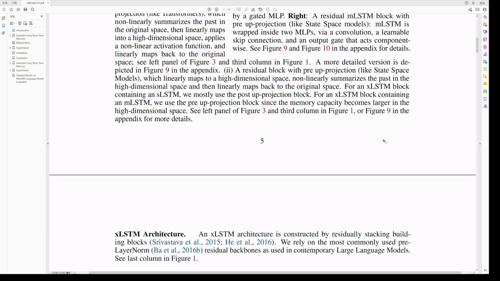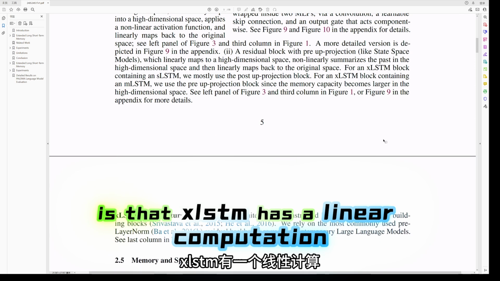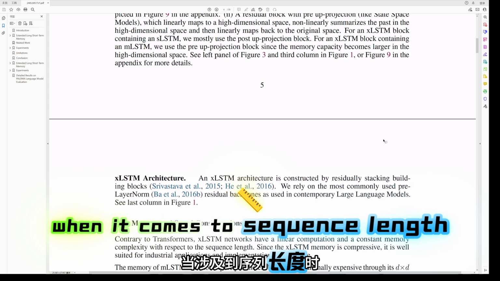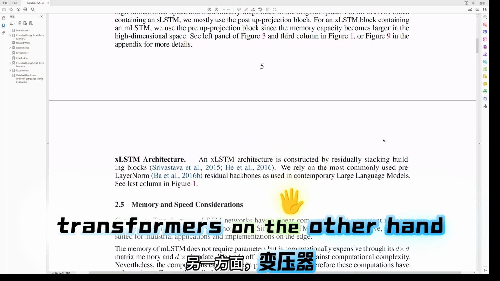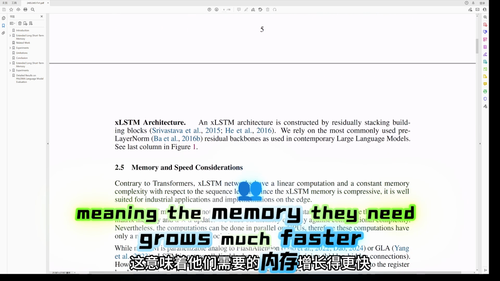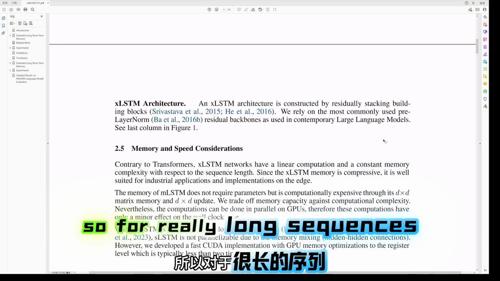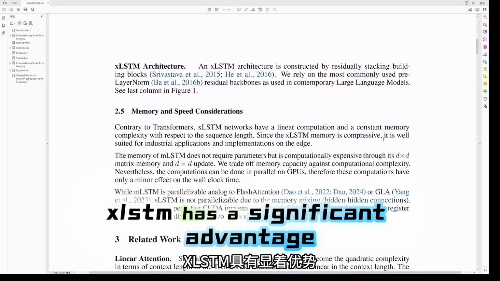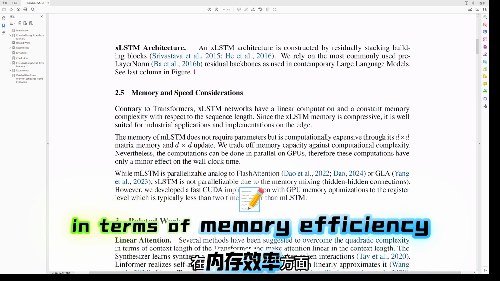Great question. One of the big takeaways is that xLSTM has linear computation and constant memory complexity when it comes to sequence length. Transformers, on the other hand, have quadratic memory complexity, meaning the memory they need grows much faster as the sequence gets longer. So for really long sequences, like analyzing an entire book, xLSTM has a significant advantage in terms of memory efficiency.